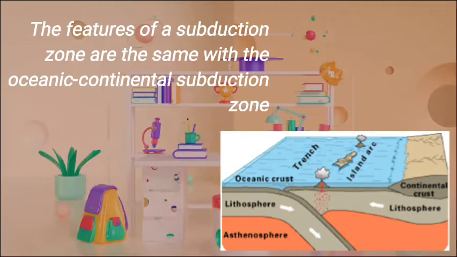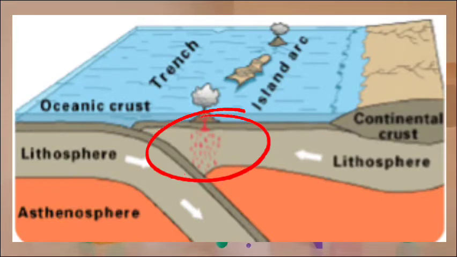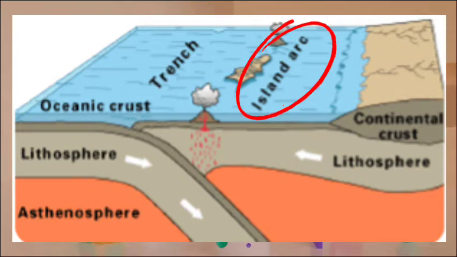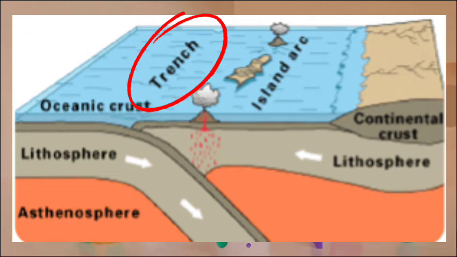The features of the subduction zone are the same as the oceanic to continental subduction zone. The subducted materials also melt and form magma and rise towards the surface of the ocean, forming volcanoes. In this case, the line of volcanoes that grows on the upper oceanic plate parallel to the trench is an island arc. Converging oceanic plates will also cause formation of trenches, and these trenches will become causes or sources of earthquakes.